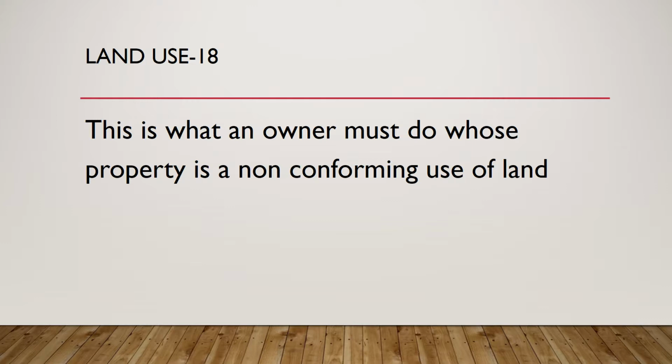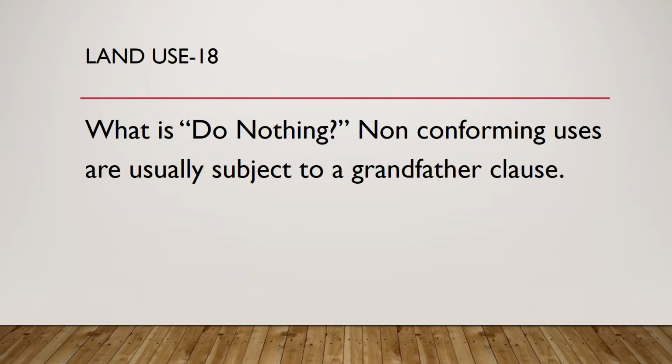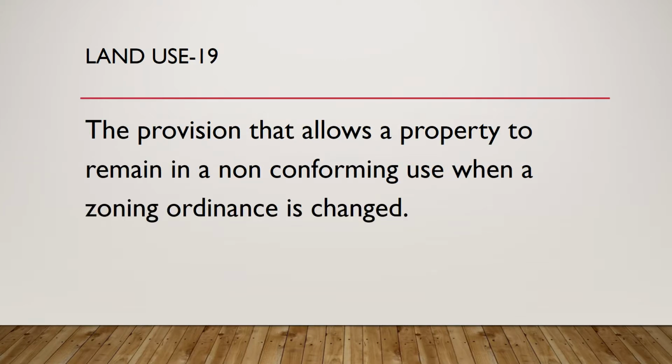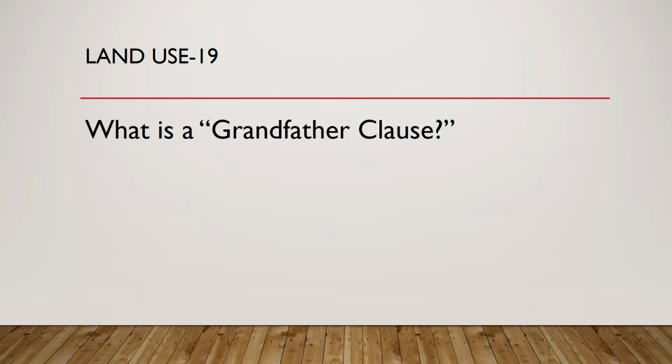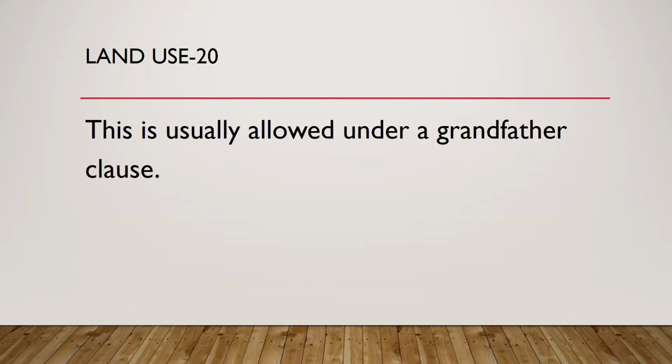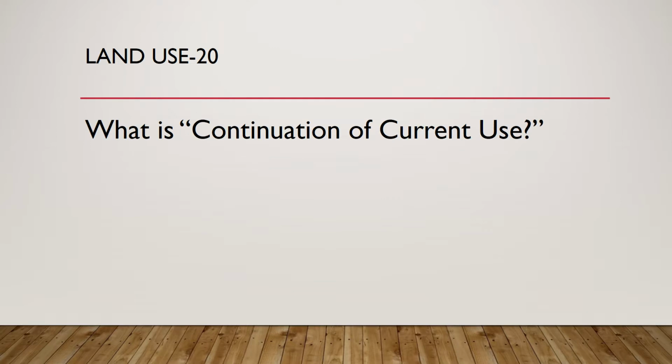Question 18. This is what an owner must do whose property is a non-conforming use of land. What is do nothing? Non-conforming uses are usually subject to a grandfather clause. Question 19. The provision that allows a property to remain in a non-conforming use when a zoning ordinance is changed. What is a grandfather clause? Question 20. This is usually allowed under a grandfather clause. What is continuation of current use?